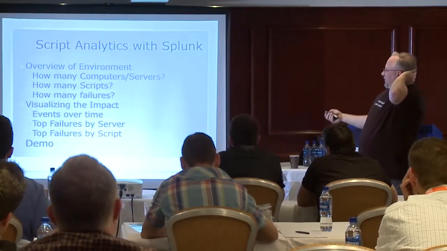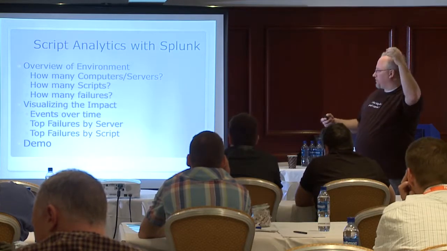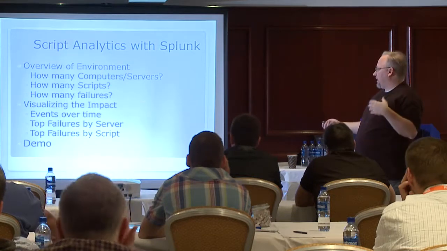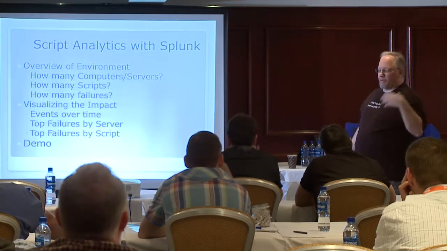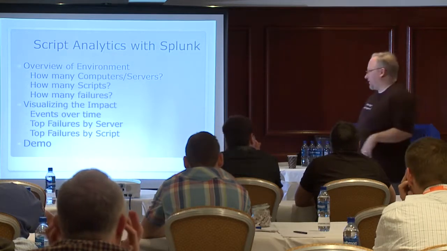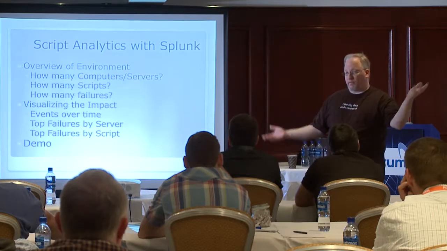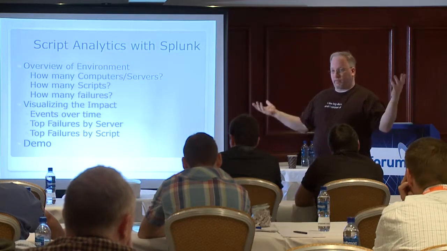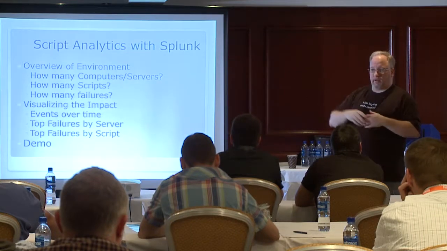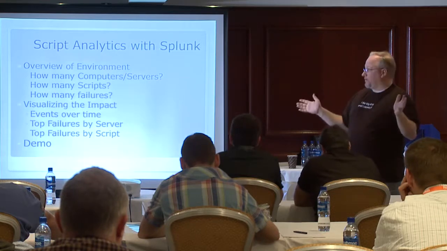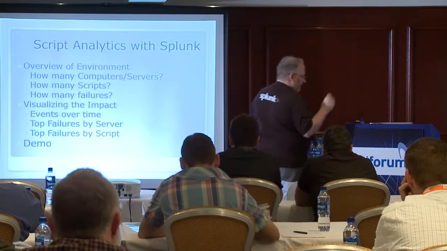So the script analytics, basically, it'll give you an example that I have. It gives you an overview of the environment. It'll show you how many computers and servers are running scripts, how many scripts are running, how many different types of scripts, how many failures. Then you can visualize the impact by seeing the events over time, how many servers are failing, and how many scripts are failing. To be honest with you, this doesn't cost you any money. You can get the free version of Splunk to do this. There's nothing here that requires the paid version. All I did was send all my script log files to Splunk, and I was able to get all this. This dashboard literally took me probably 10 minutes to write. Granted, I'm a little bit more Splunky than most people, but the point is that it's a pretty easy thing to achieve.